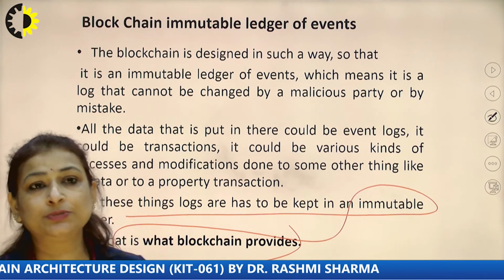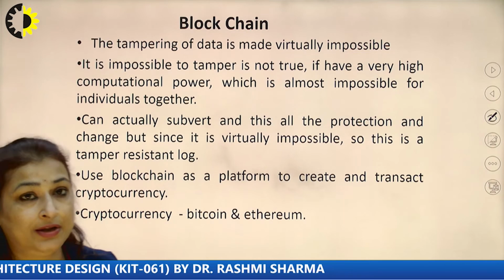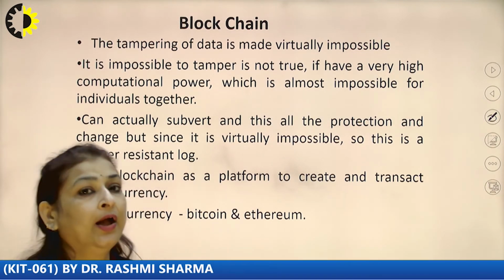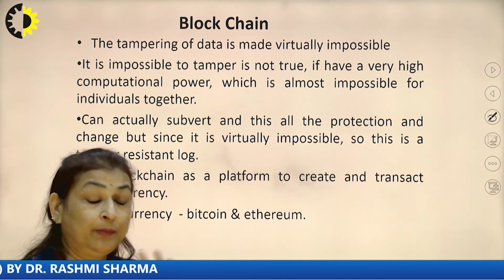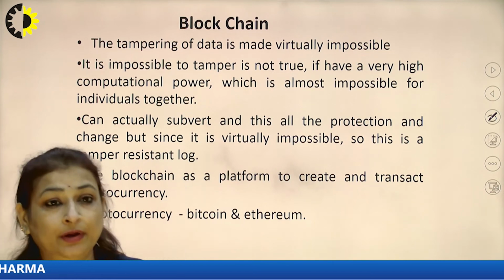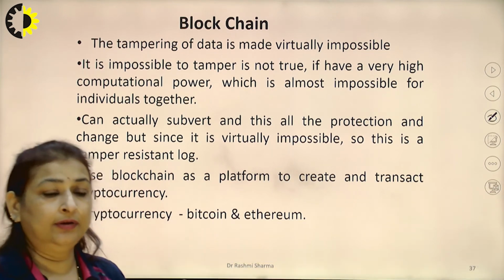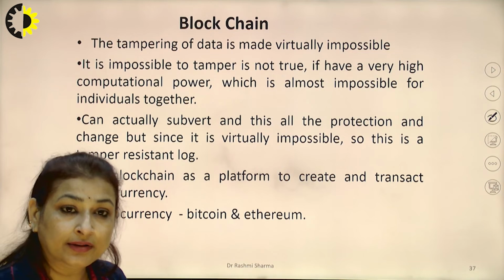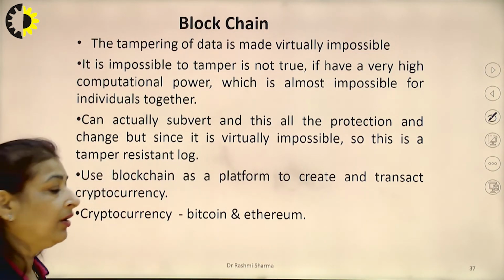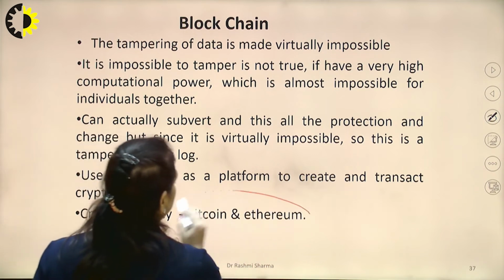No other database provides this particular immutable ledger. So tampering with data is virtually impossible in the blockchain, and practically so. I cannot think of anybody who could tamper with that information. All the logs are tamper resistant, and when blockchain came into the picture, it was because of Bitcoin and Ethereum.